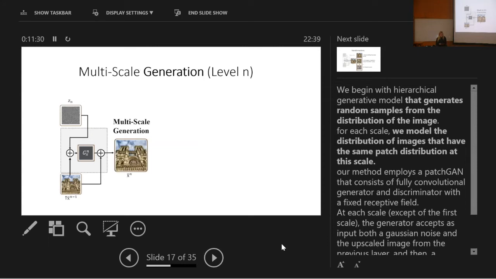We begin with the hierarchical generative model that generates random samples of the distribution of the image. For each scale, we model the distribution of images that have the same patch distribution at each scale. Our method employs a patch GAN that consists of a fully convolutional generator and discriminator with a fixed receptive field. For each scale, the generator accepts as input the upscaled image from the previous layer and random Gaussian noise. It concatenates them together, and then a residual generation is used to add the missing details from the previous layer.